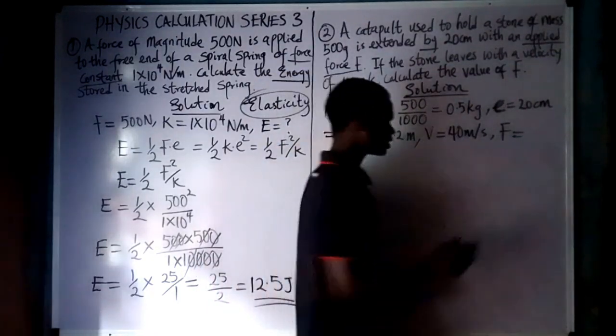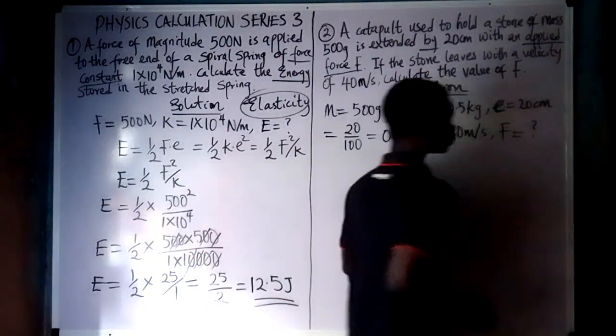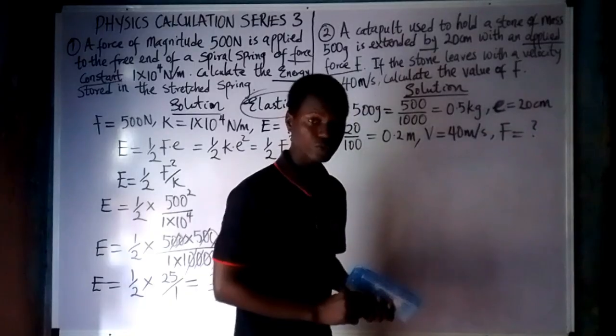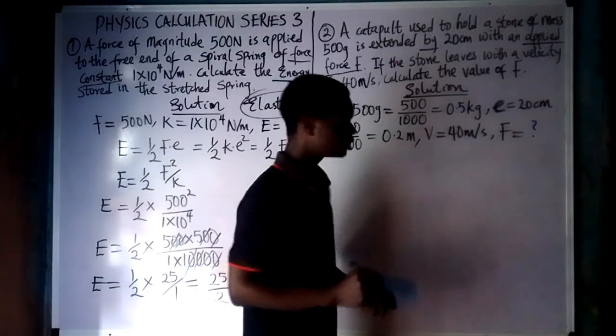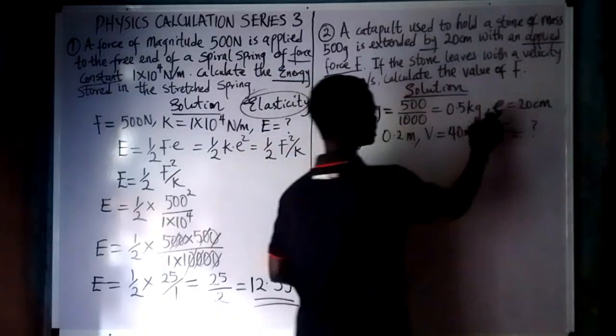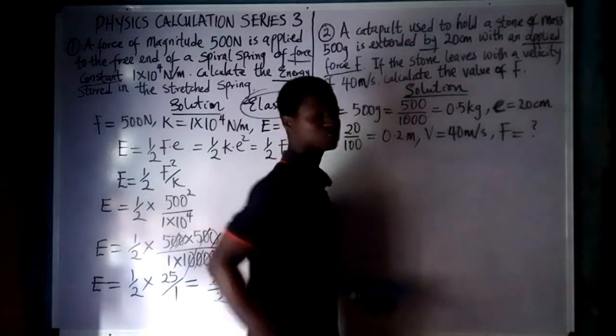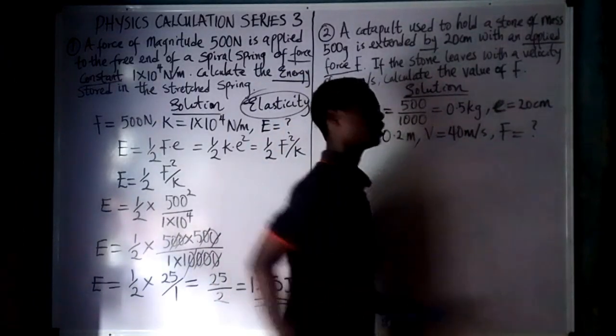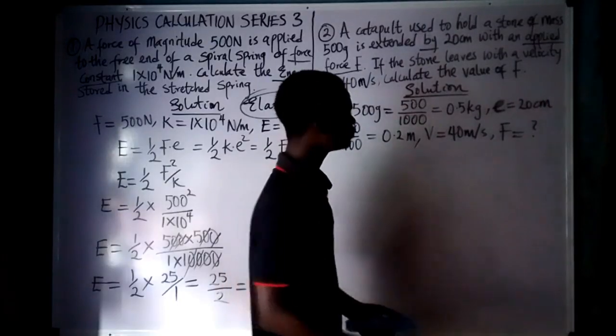So in this case, our applied force F is unknown. So guys, that is all for what was given in this very question. We have mass, we have the extension, we have velocity, and force is unknown. How do we get the answer to this very question?